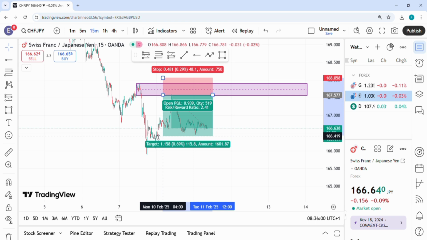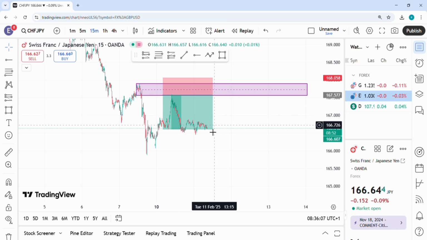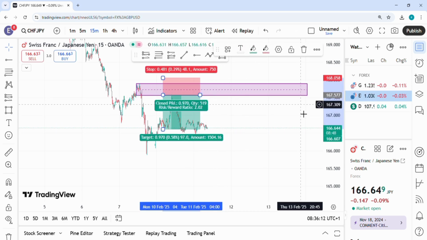See, a 1:2 is good. A 1:2 is good. So close up, guys. Let me send it to my VIP group for them to close up.